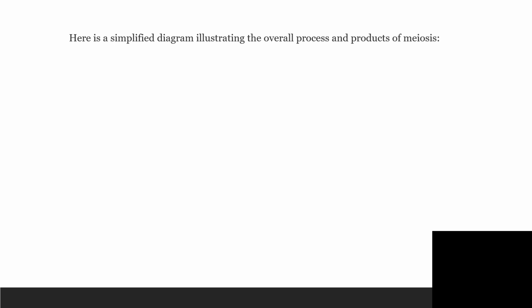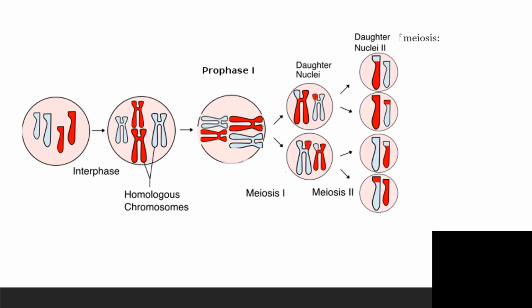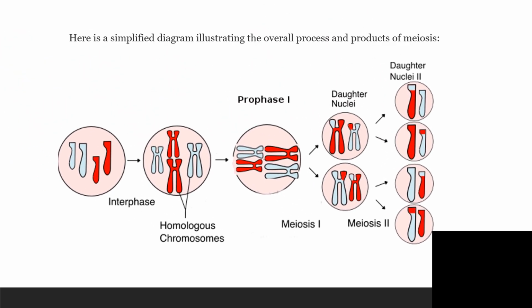So here is a simplified diagram illustrating the overall process and the products of meiosis. As you can see, the homologous chromosomes are divided, and then at the end of meiosis 1, two non-identical haploid cells are formed, whereas at the end of meiosis 2, four non-identical haploid daughter cells are formed.